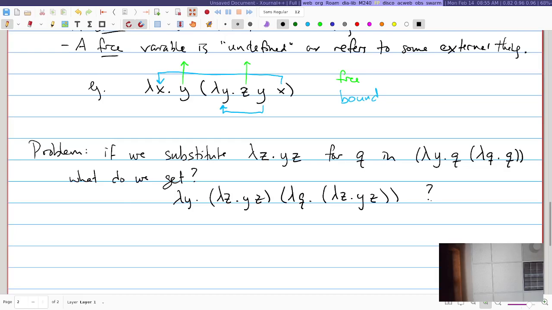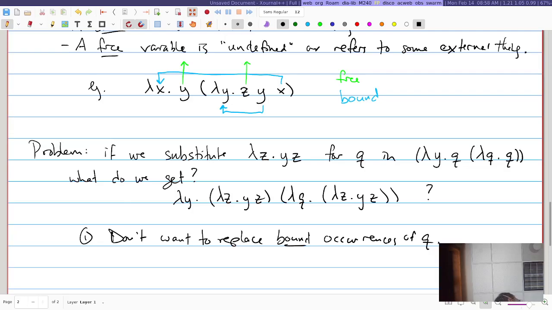So even though we're replacing q with this, we only want to replace free occurrences of q. Because the bound ones, they're not really named q in some sense. They could be named anything. They're standing there to refer to a lambda, so we don't want to replace them. So number one, we don't want to replace bound occurrences of q.